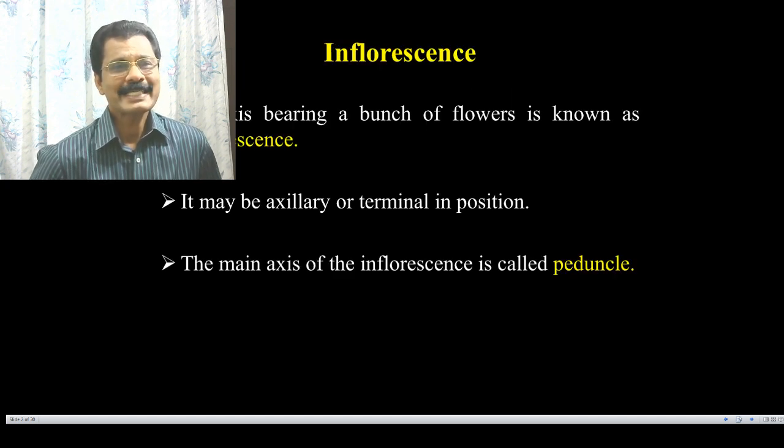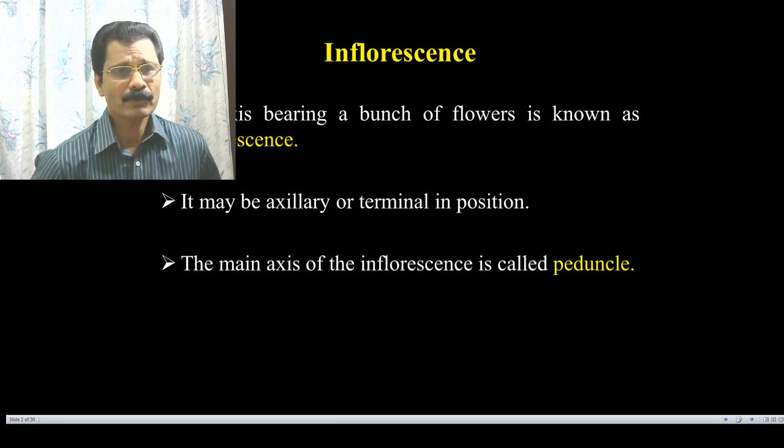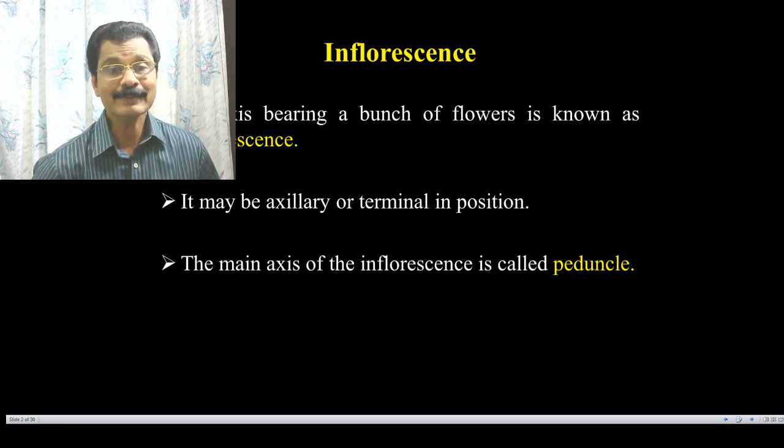Okay, what is inflorescence? An axis bearing a bunch of flowers is known as inflorescence. In other words, a group of flowers which are variously clustered together is called inflorescence. It may be axillary or terminal in position. The main axis of the inflorescence is called peduncle.